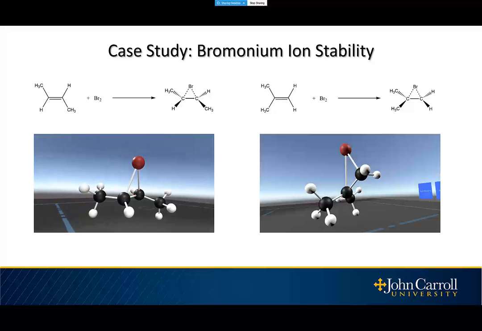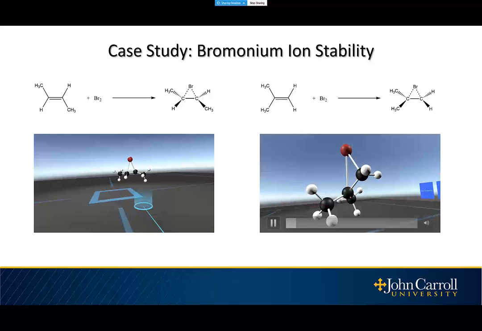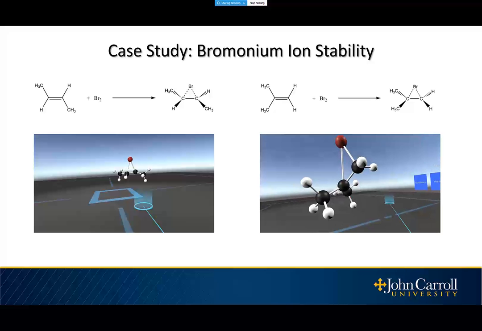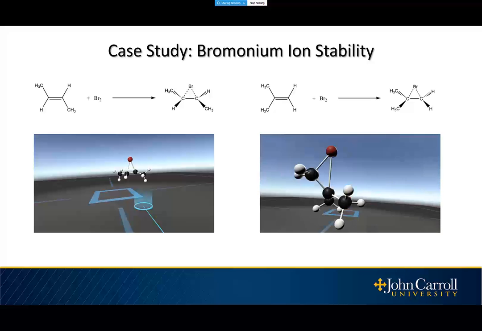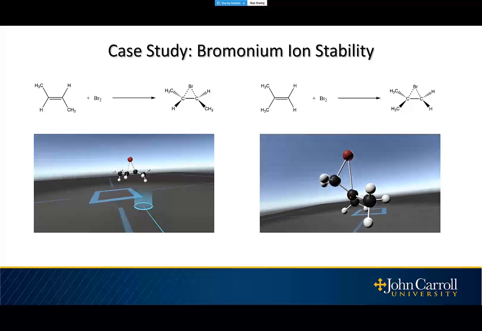So that had two methyl groups on each side of the double bond. Now, the one on the right is the one that we just did. And notice that the bromine is not sitting in the middle. It's not a perfect triangle. It's a tilted triangle. So the bromine is actually sitting more over the carbon with the CH2 than it is the carbon with the two methyl groups.